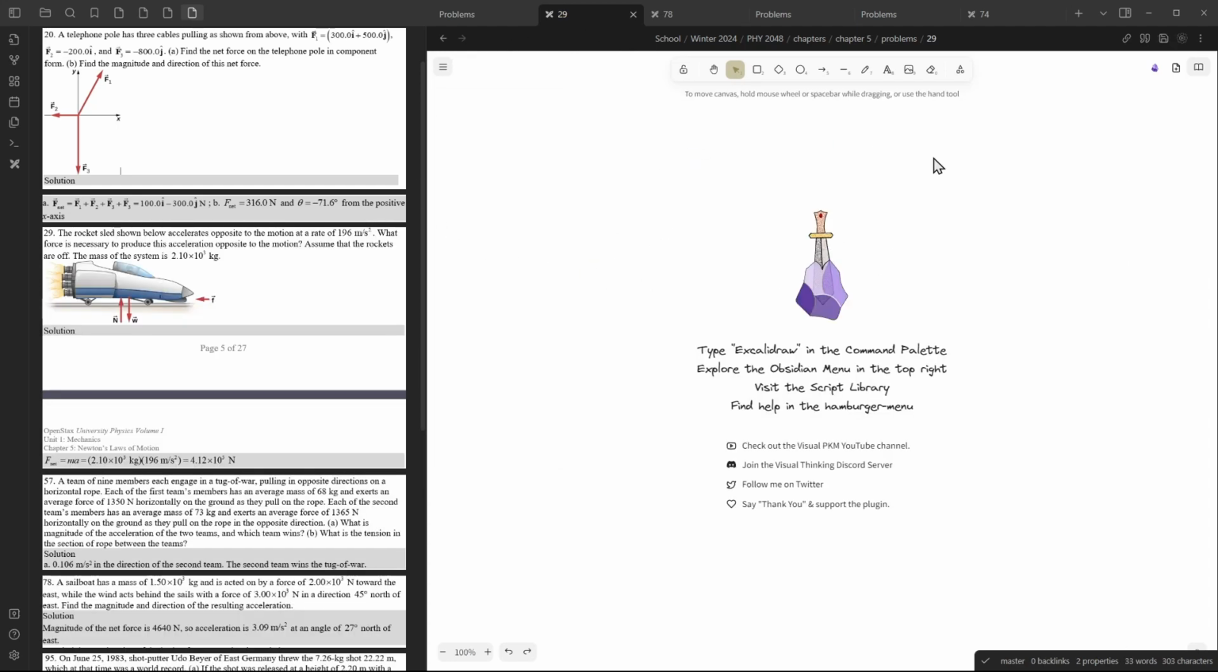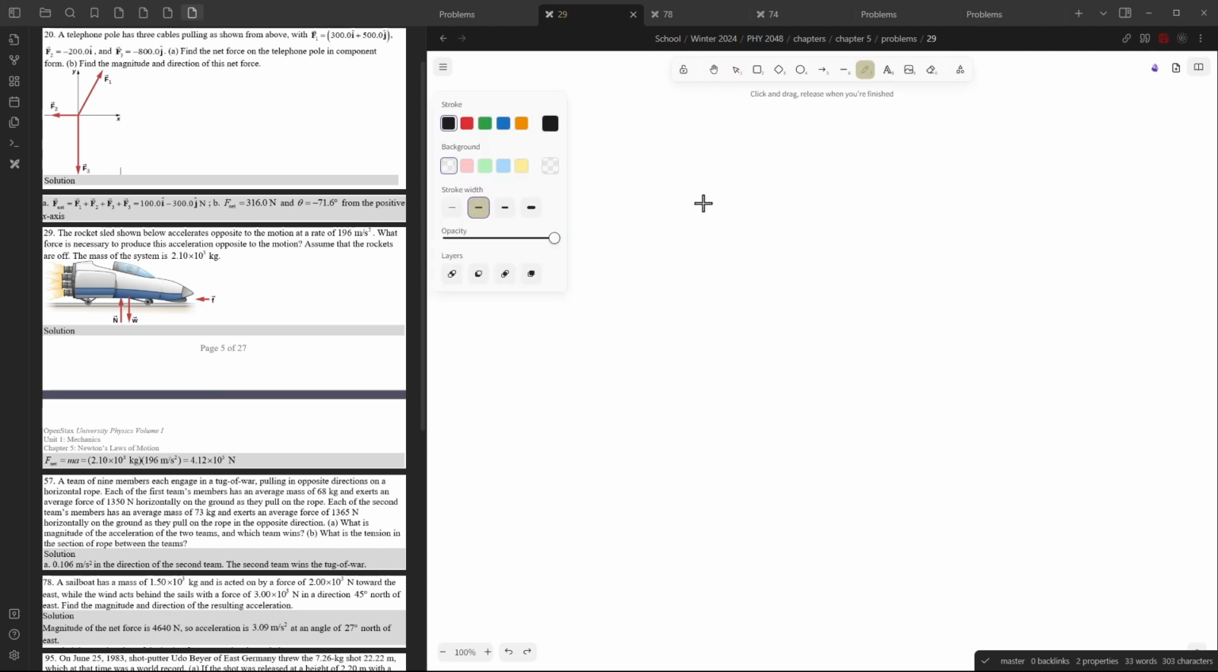Alright, so rocket sled. The rocket sled shown below accelerates opposite to the motion at a rate of 196 meters per second squared. What force is necessary to produce this acceleration opposite to the motion? Assume that the rockets are off. The mass of the system is 2.1 times 10 to the 3 kilograms. So it's saying its acceleration is 196 meters per second squared. It's asking what is the force?